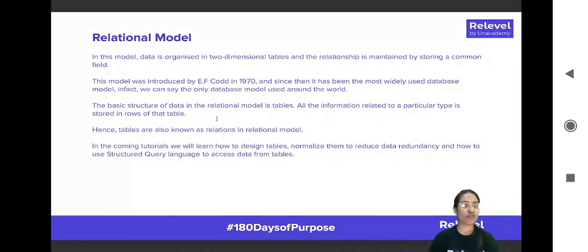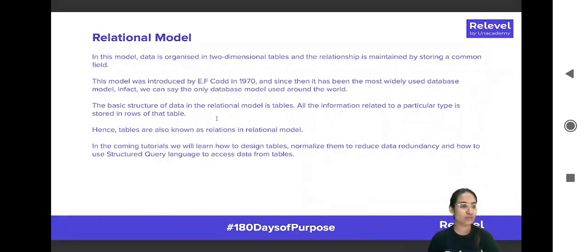The basic structure of data in the relational model is stable. Everything has to be in a tabular format. All the information related to a particular type is stored in rows of that table. So if I have student data, everything will go in the students table. If I have a teacher's data, everything will go in the teacher's table. Hence, tables are also known as relations in the relational model. Since it's a relational model, the words table and relation are interchangeable.